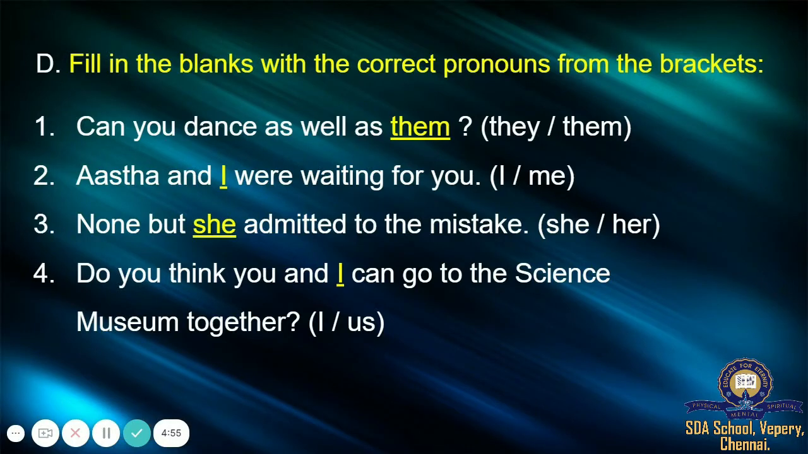Now, let us solve the book back questions. Fill in the blanks with the correct pronouns from the brackets. Can you dance as well as them? Ashta and I were waiting for you. None but she admitted to the mistake. Do you think you and I can go to the science museum together?